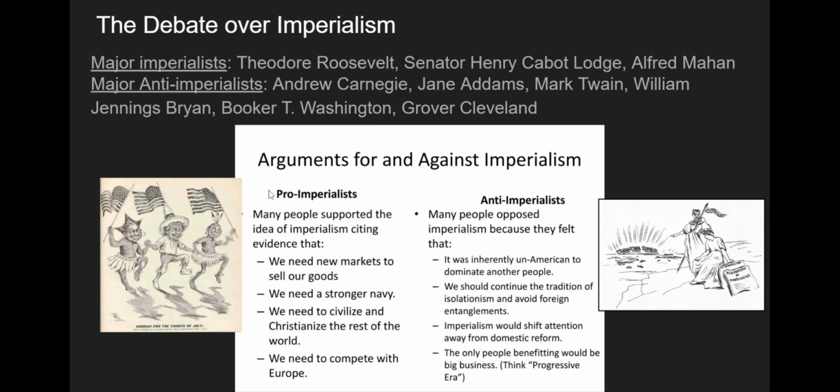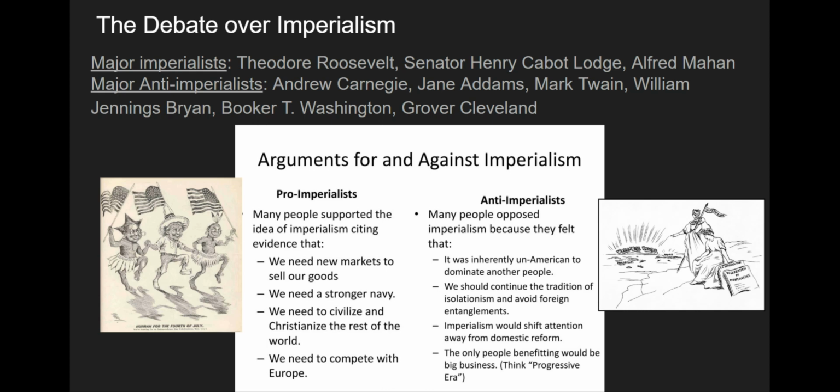Pro-imperialists were in support of the ideas that, hey, we need new markets to sell our goods. We need to have a stronger navy. We need to civilize and Christianize the rest of the world. And we need to be able to compete with Europe. And again, those are a lot like the 5Ds: destiny, democracy, deity, defense, and dollar.